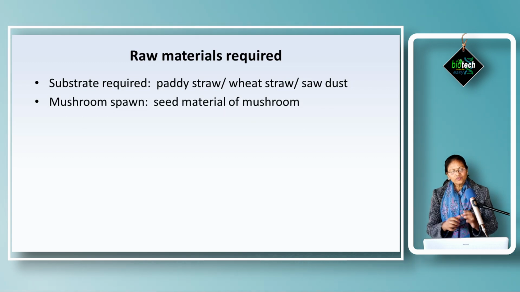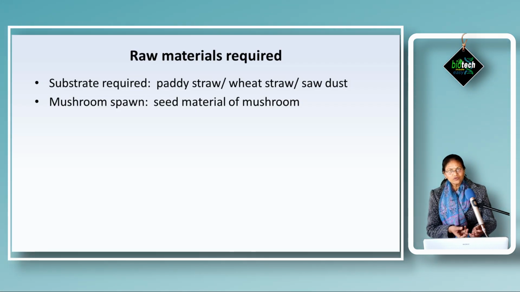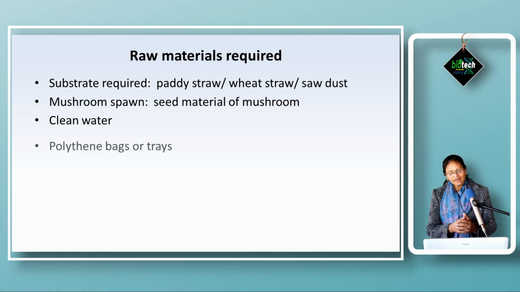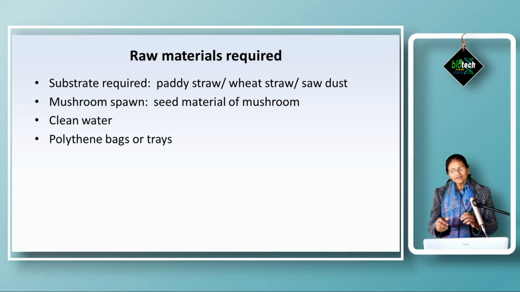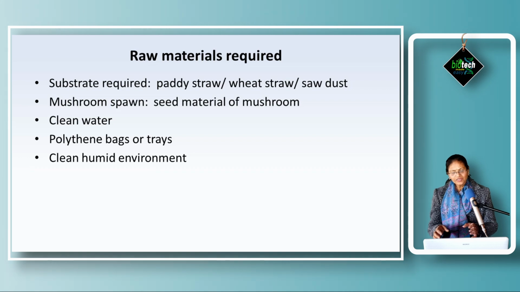Then mushroom spawn is another very important requirement. Like when you want to grow the plant, you need a seed to sow. So here the mushroom spawn is a kind of seed for the mushroom cultivation. And clean water is needed, because you have to soak the raw material substrate in it. And polythene bags are needed for packing, or the trays can also be used. Then a clean humid environment should be there where you want to cultivate it.